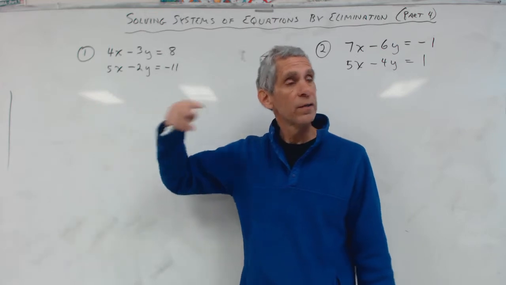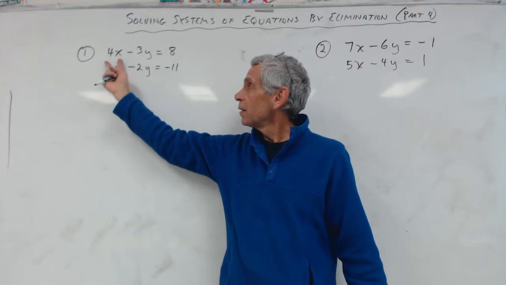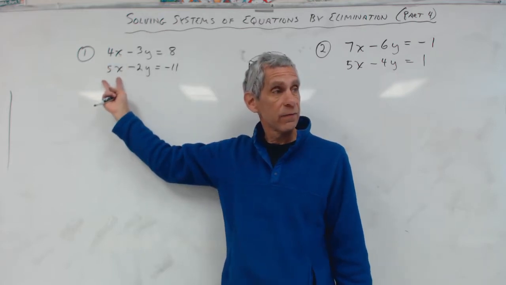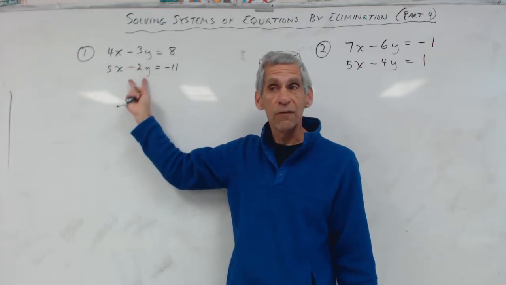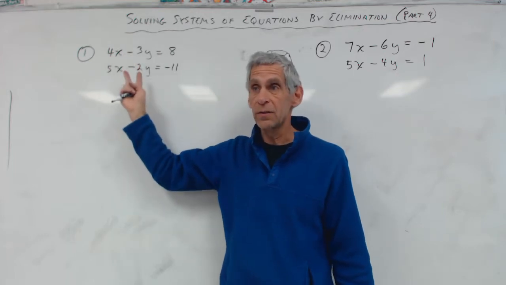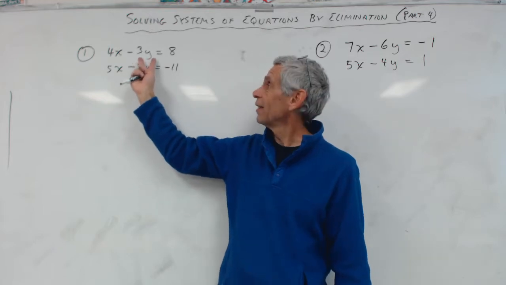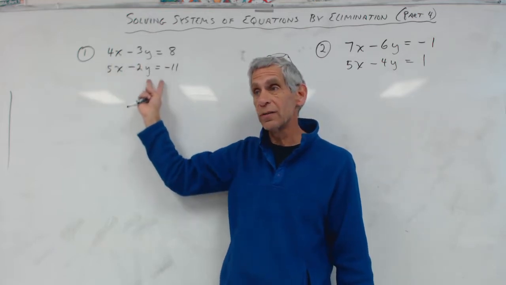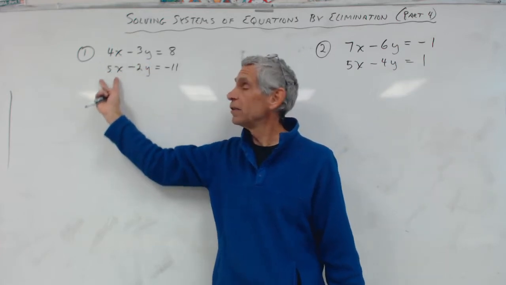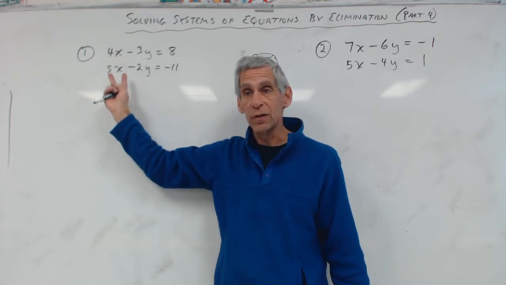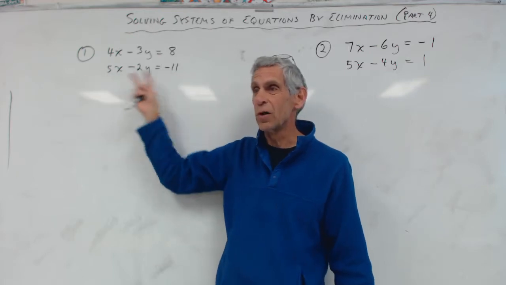This is the hardest part. This is where you have to really stay attentive, because this is the hardest part. I can't multiply 4 times anything to get 5. I can't multiply 3 times anything to get 2, or 2 times anything to get 3. Therefore, I have to multiply both equations to get the same number. I will choose the lowest numbers. I notice my coefficients in front of the y's are smaller than my coefficients in front of the x's. I don't have to do this, but I often do this.